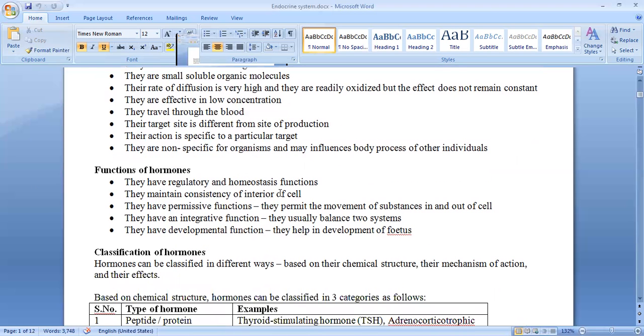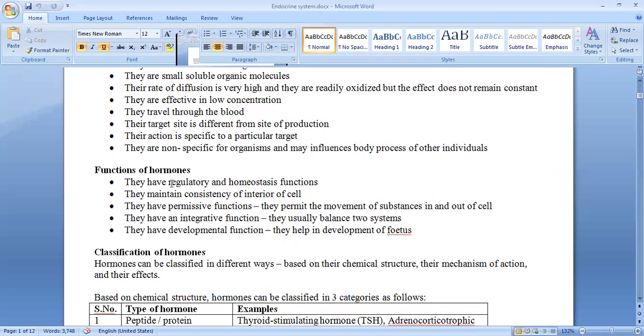Then what are the functions of these hormones? Firstly, they act as regulatory and homeostatic in nature. So they will help to regulate the levels of certain items in our body. They will help to maintain homeostasis. They will help to maintain blood pressure. They will help to maintain body temperature. They will help to maintain a particular way of functioning. They will help to maintain a particular level of calcium in the bones. Like that, they have functions.